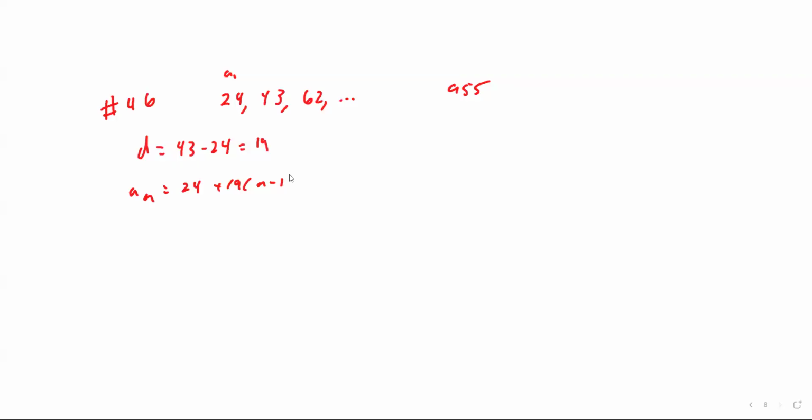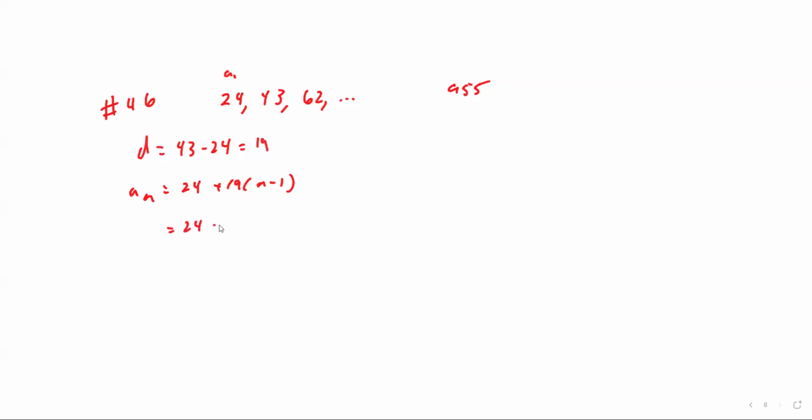All right, let's look at number 46. Number 46 says we have a sequence: 24, 43, 62, dot, dot, dot. Which term is 955? All right, not an issue. We can look at this and find our difference. So this will just be 43 minus 24, which is 19. That's my difference, and this is my a(1). So to find out my equation, I would do 24 plus 19 times n minus 1.